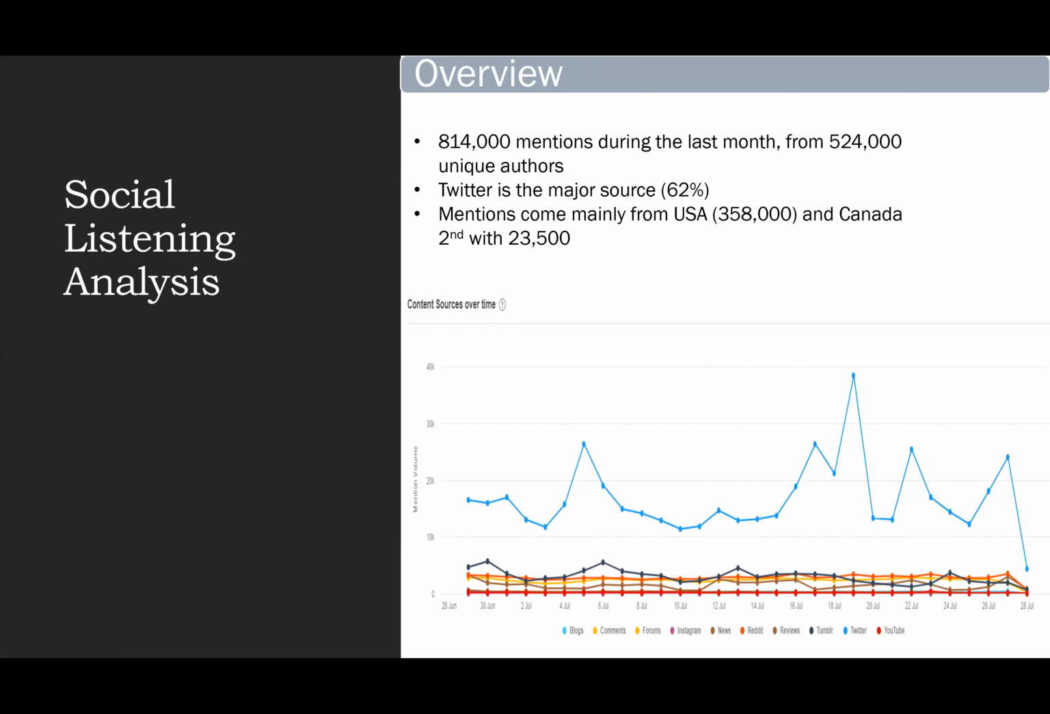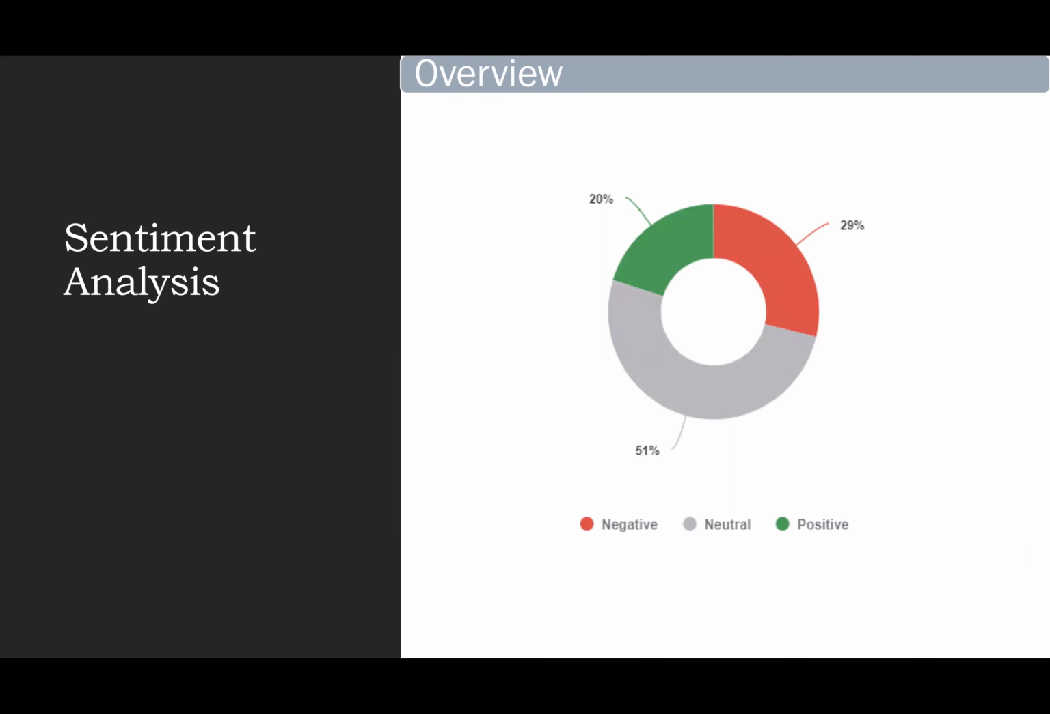Now, to be more specific, not only of recent years, but on what has happened during the last month, it is also important to perform a social listening analysis, where we see that there are 814 mentions during the last month, with Twitter as the major source, and mentions come mainly from Canada and the USA in second place. Major peaks here were related to Walmart paying college and book costs for full and part-time staff, and a Down syndrome employee winning a lawsuit where Walmart had to pay $125 million in compensation.